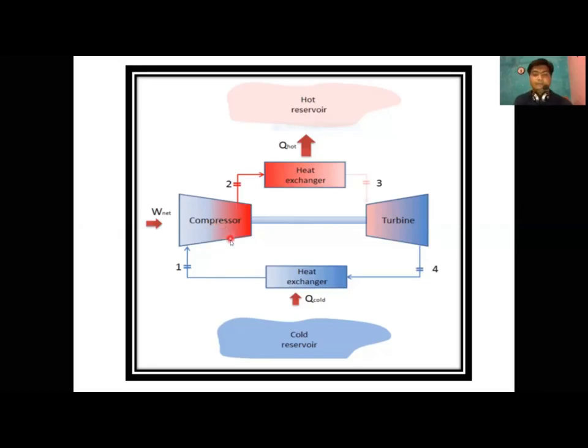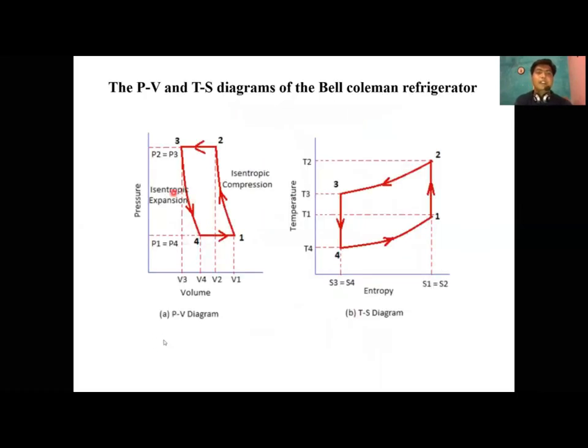Okay. Next, the PV and TS diagrams of the Bell-Coleman cycle. We explain the PV diagram first. 1 to 2 is an isentropic compression process, where pressure increases from P1 to P2. Next, 2 to 3 is constant pressure, heat rejected. Pressure is constant.